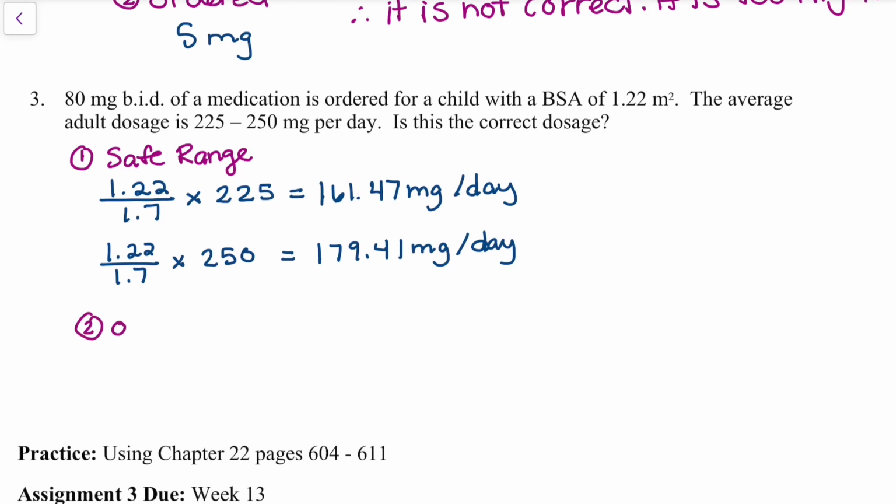Now I'm going to look at what was ordered. Now ordered in this case was 80 milligrams twice a day, which is 160 milligrams per day. So is that the correct dosage? No, it is a little bit too low.